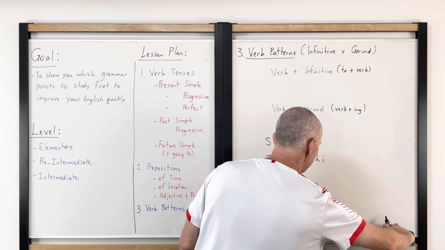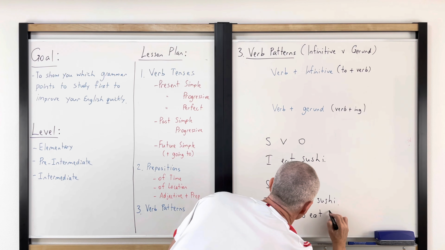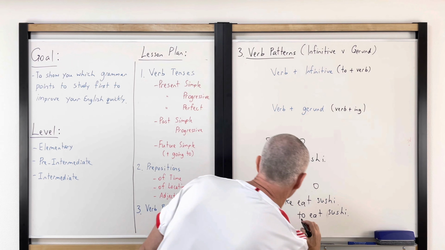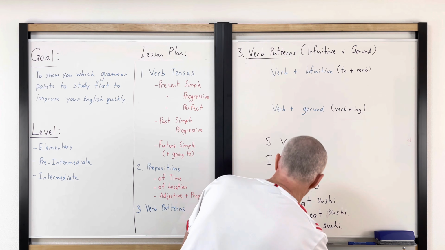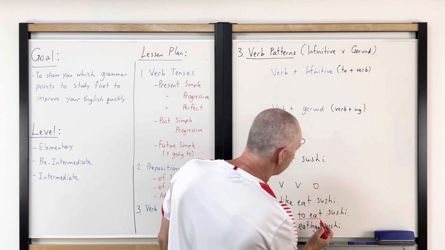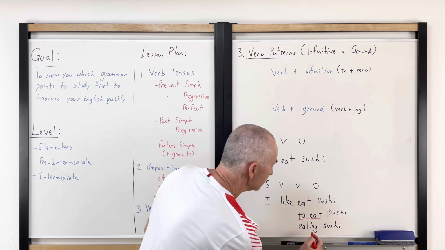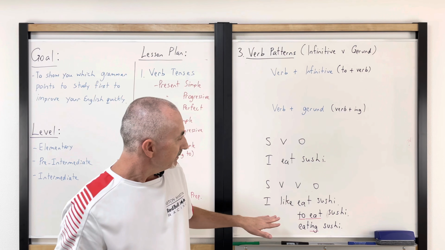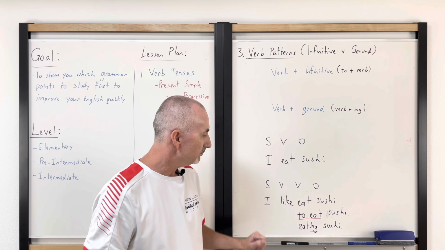Okay, so in this case, with like, we can say, I like to eat sushi, or we can say, I like eating sushi. So here we have what we call infinitive, which is just the base verb with the to. And the second one, we have the base verb plus ing, which we call a gerund. So with the verb like, both are okay. I like to eat, I like eating.